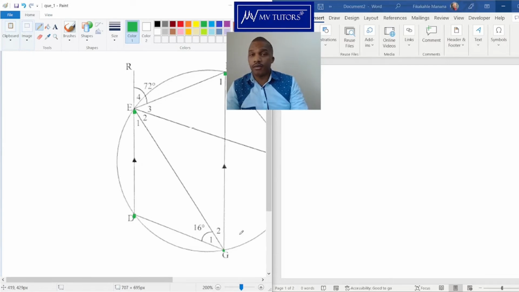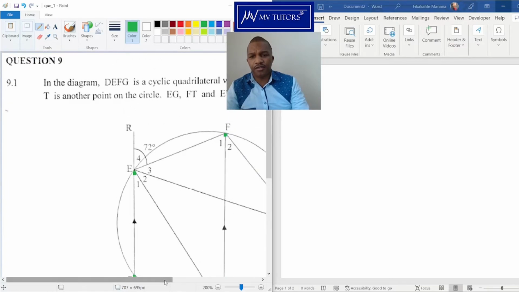Okay, so what do we know about this cyclic quad? Well, there are certain laws that we must know about it. One of them is that opposite angles are supplementary, meaning they add up to 180 degrees. And the second one we know is that an external angle of a cyclic quad equals the internal opposite angle. So that 72 will be equal to G1 and 2. That's just clues we're getting from the question above.